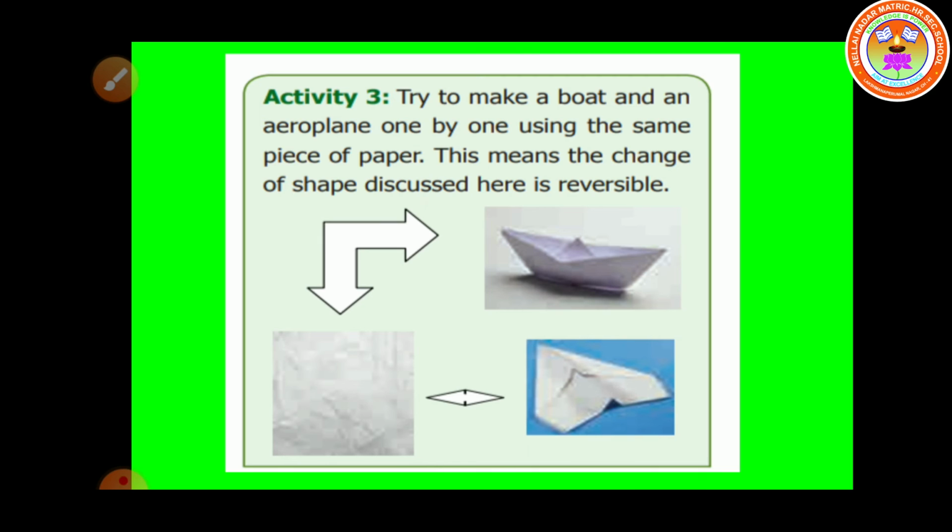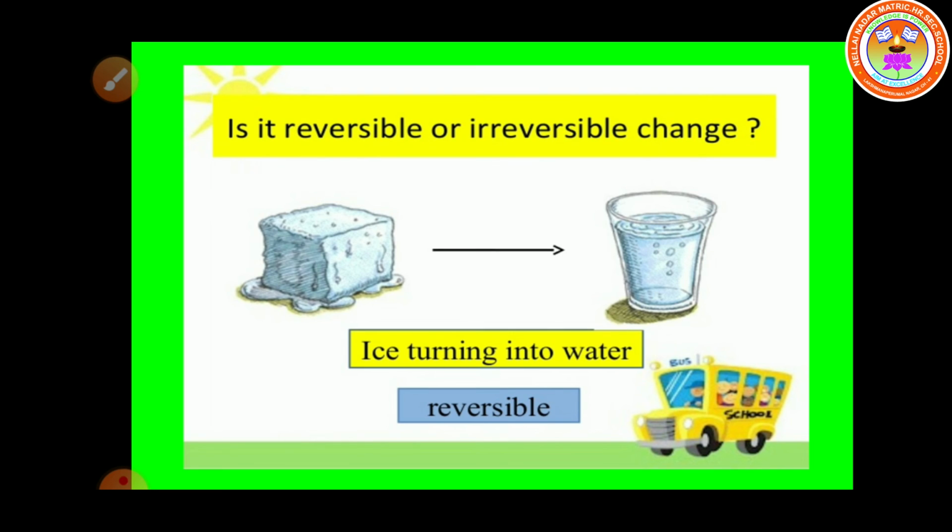This means the change of shape discussed here is reversible, because by using one paper we can make two shapes, boat and aeroplane. Once we make the boat, we can undo that boat shape and make an aeroplane. So this activity is a reversible change.